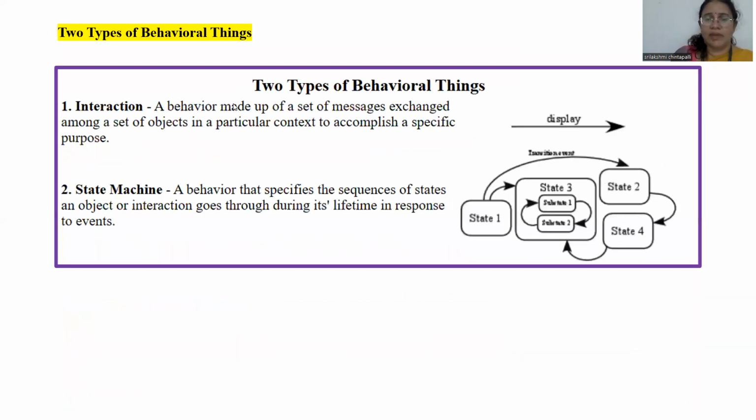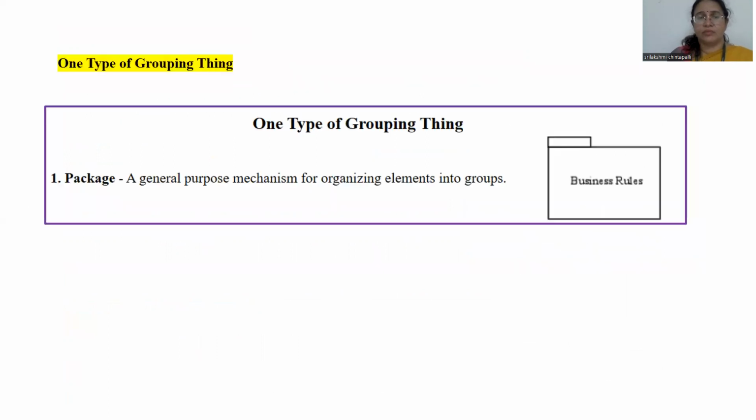And then, as I said, there are two behavioral things. One is interaction. For interaction, we'll be using an arrow mark. It could be a directed arrow mark like this, or it could be an undirected arrow mark. Then we have state machines, which represent the various states the system could be in, and which is physically visible to the end user. Then we have one grouping element, which is called a package, which will group several components together.